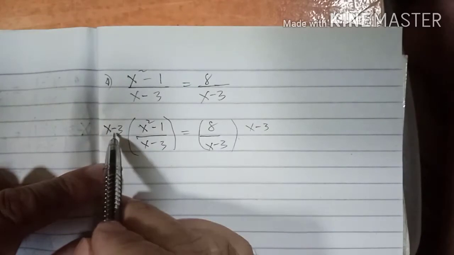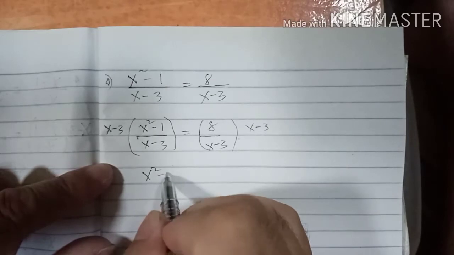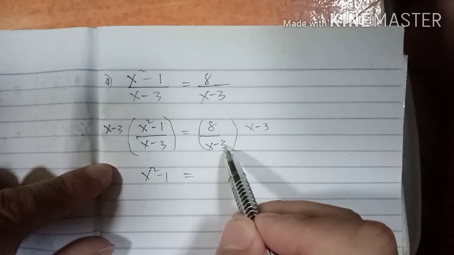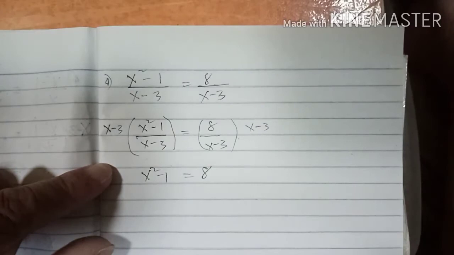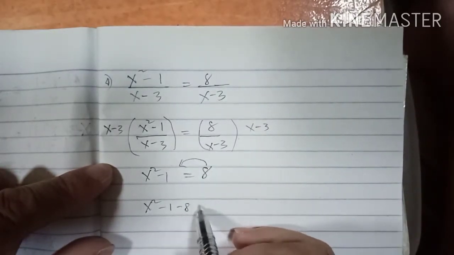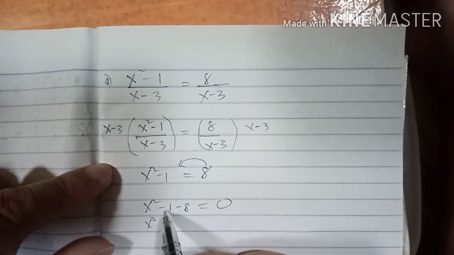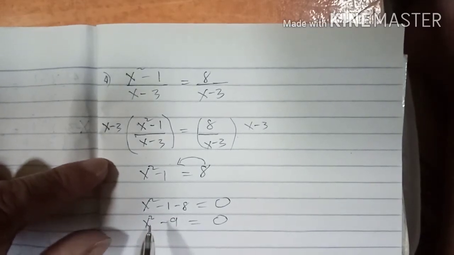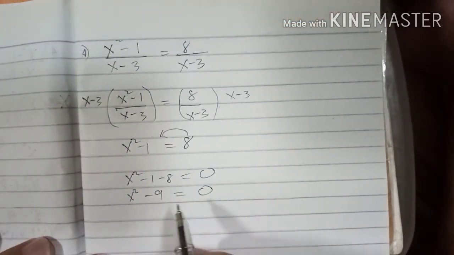Now, x minus 3 divided by x minus 3 is 1 times x squared minus 1 is equal to x minus 3 divided by x minus 3 is 1 times 8, that's 8. Now let's transpose 8 to the left side, so it becomes x squared minus 1 minus 8 is equal to 0. So x squared negative 1 minus 8 is negative 9 is equal to 0. So since this is a difference of two squares, now let's factor out, and the factor of this is the sum and difference.